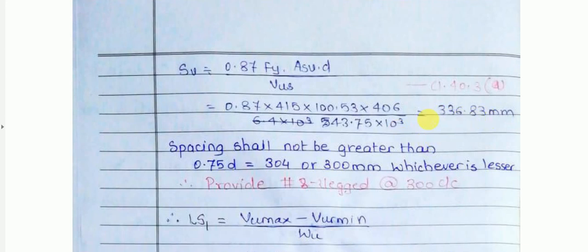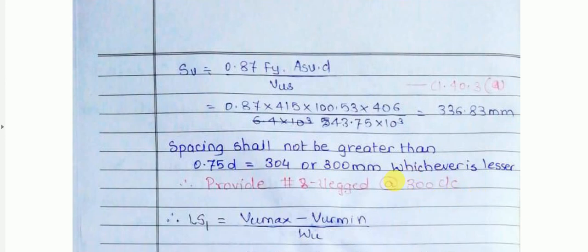Now for this spacing, again that criteria is given in IS code, that the spacing shall not be greater than 0.75 d or 300 mm, whichever is lesser. Hence these two values are calculated, that 0.75 d is 406 and it becomes 304 or 300 mm. So the lesser value is 300 mm. Hence the spacing will be provided as 300 mm only, and hence it is written that provide #8 2-legged stirrups at 300 mm center to center.